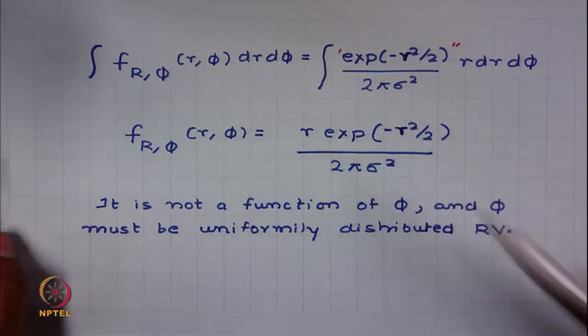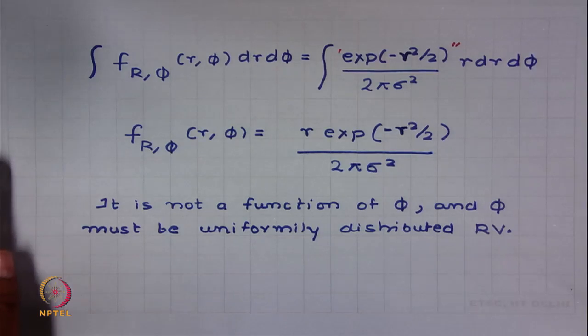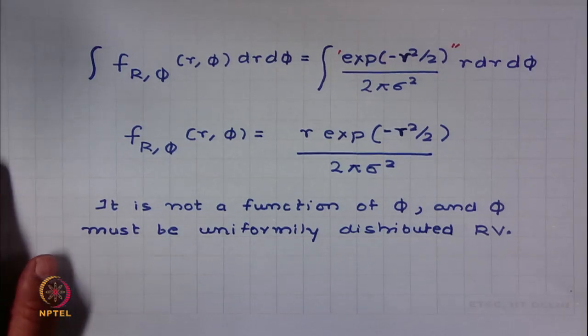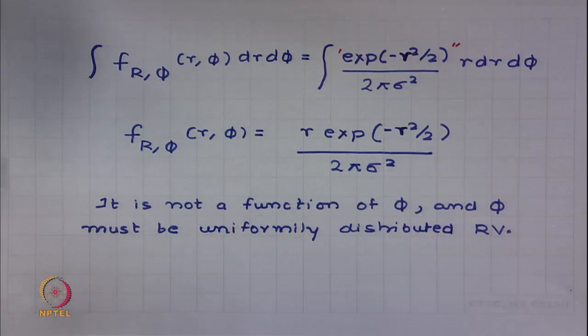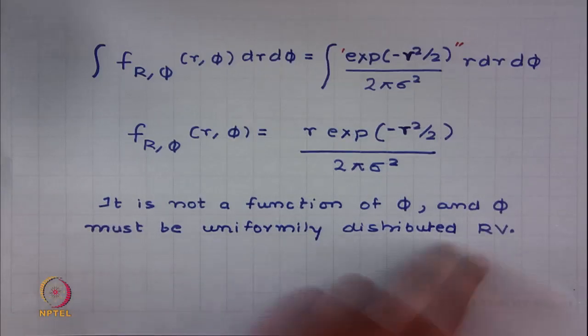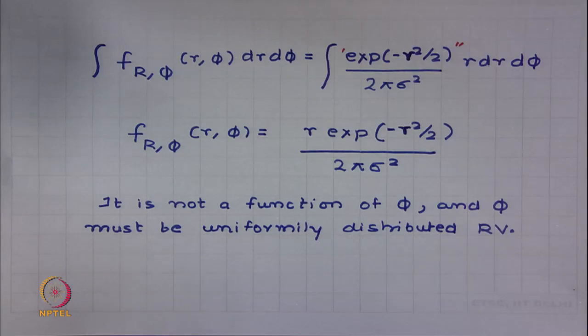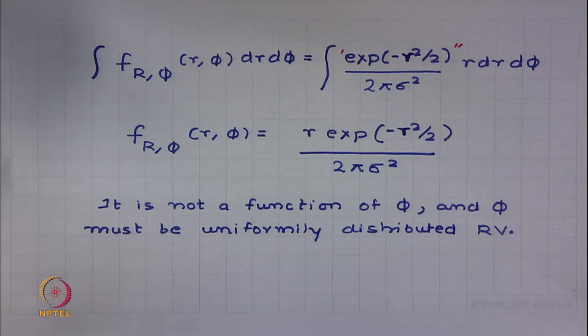If you look at this function for 30 seconds or 1 minute, what you will realize is that this function is not a function of phi, it is just a function of r, and thus phi must be uniformly distributed random variable. That means it should have same distribution for all angles. If that was not the case, then the joint PDF must be a function of phi, which it is not, and thus if you look at this PDF or joint PDF, you can realize that phi must be uniformly distributed random variable.